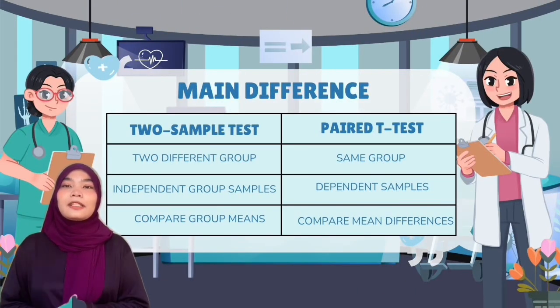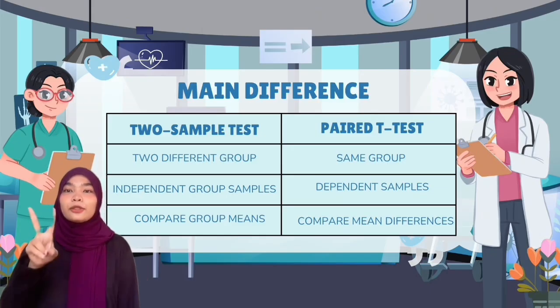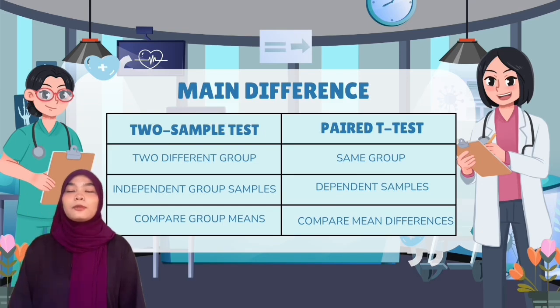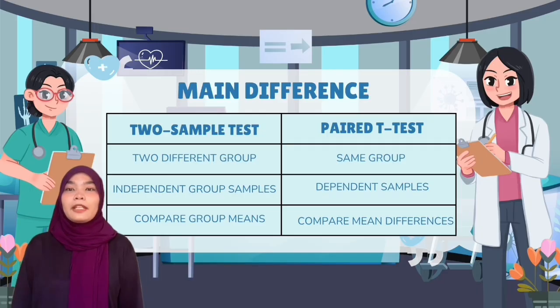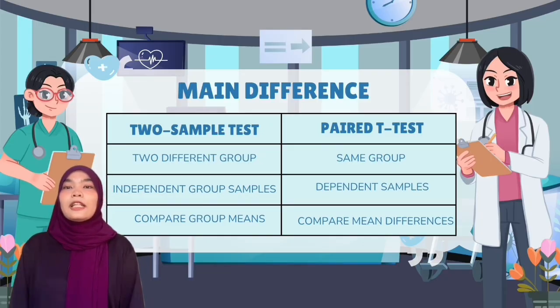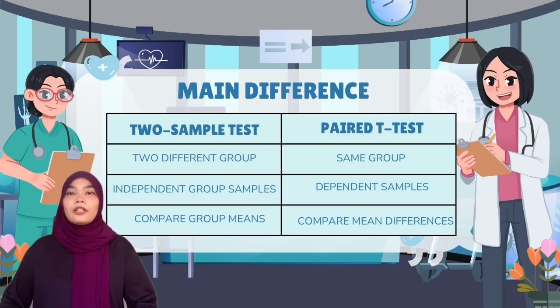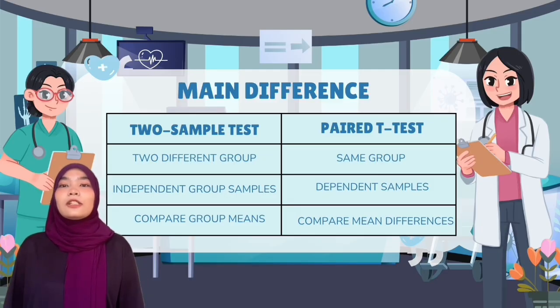Okay, for this slide, I will explain the main difference between two-sample tests and paired tests. For two-sample tests, we compare two different groups. For example, students from two different classes. These groups are independent, meaning they are not related. But for paired tests, we use the same group. For example, before and after treatment. So the data is related because it comes from the same person. So in short, two-sample tests compare two different groups, while paired tests look at the difference within the same group.